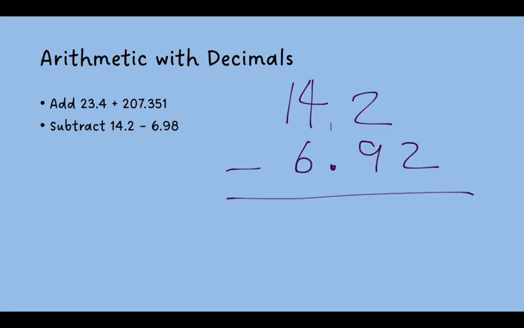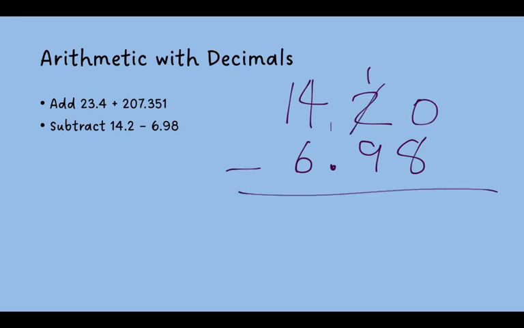I have a 9 and an 8, by the way. You can just put a 0. That's what I'm going to do. Then I have to borrow, and I have to borrow. So I have a 2, that's a 13, so I'm going to have 7. Is that what anybody else got, 7.22?